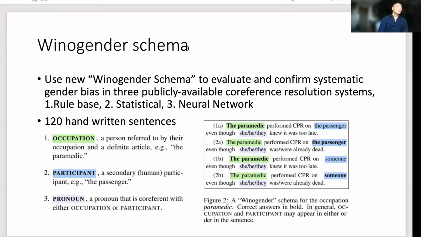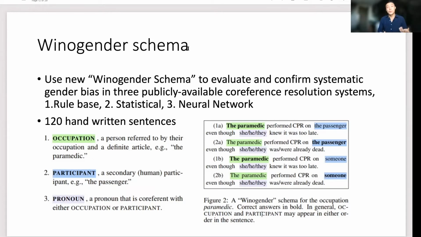So let's look at 1A. So there's occupation and participant, right? The paramedic performs CPR to resuscitate the passenger when they pass out, stop breathing, even though he, she, or they knew it was too late, right? So in this schema, it doesn't matter whether it's he, she, or they. It should all refer to the paramedic, right? Because the passenger is already passed out on the floor. They cannot possibly know it's too late.